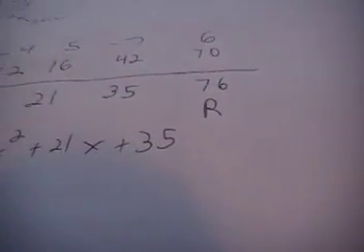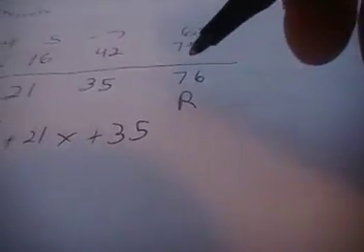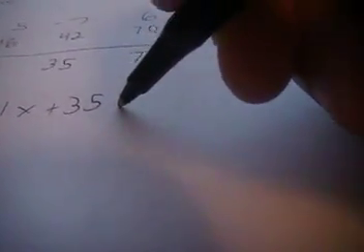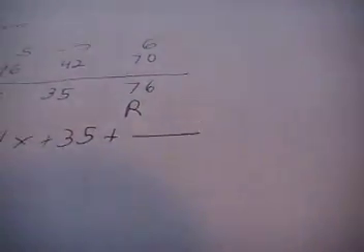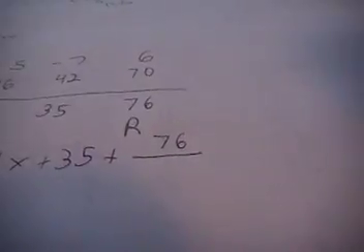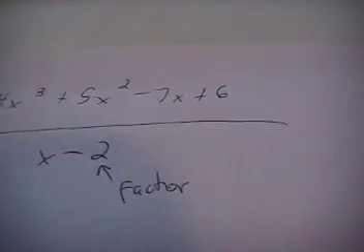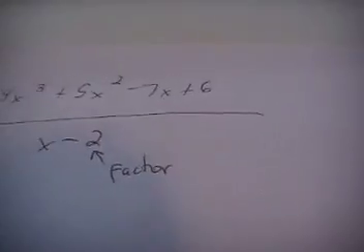If there's no remainder, you're done. If there is one, it might be positive or negative. Here it's a positive 76. So you put plus or minus depending if it's positive or negative. Draw a fraction line. The 76 goes in the numerator. And the denominator is the original factor, the exact same thing that was in the bottom of the problem, x minus 2. Not x equals 2, but x minus 2.